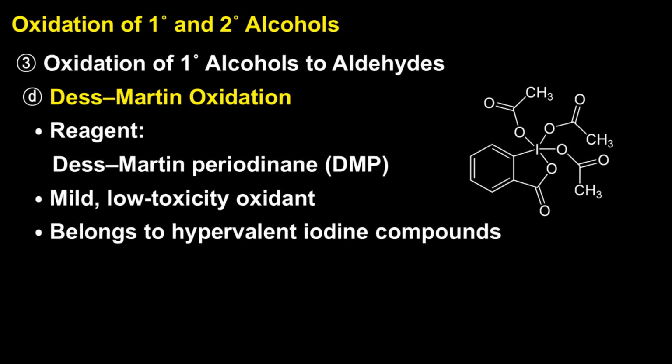Here's another great method for turning primary alcohols into aldehydes, the Dess-Martin oxidation. It uses a reagent called Dess-Martin periodinane, or DMP for short. DMP is a hypervalent iodine compound, meaning the iodine forms more bonds than usual, and that's what makes it such an effective and selective oxidant. It's mild, easy to handle, and a lot less toxic than chromium-based reagents. So if you're looking for a cleaner, more environmentally friendly option, DMP is a solid choice.